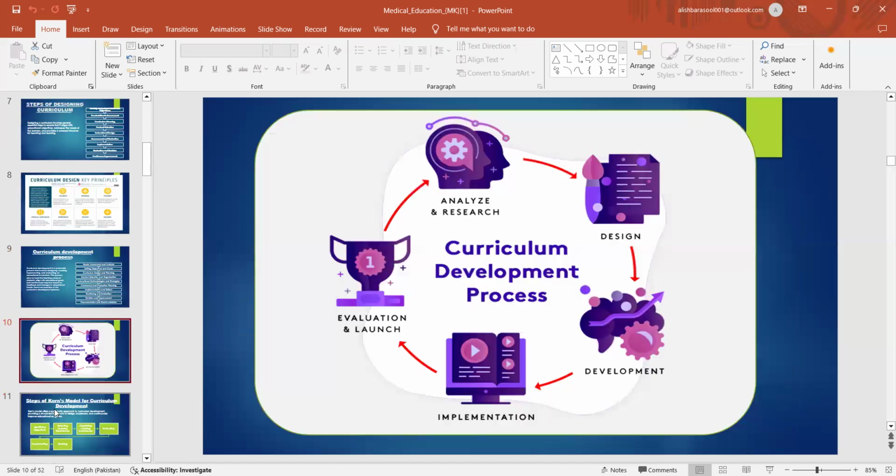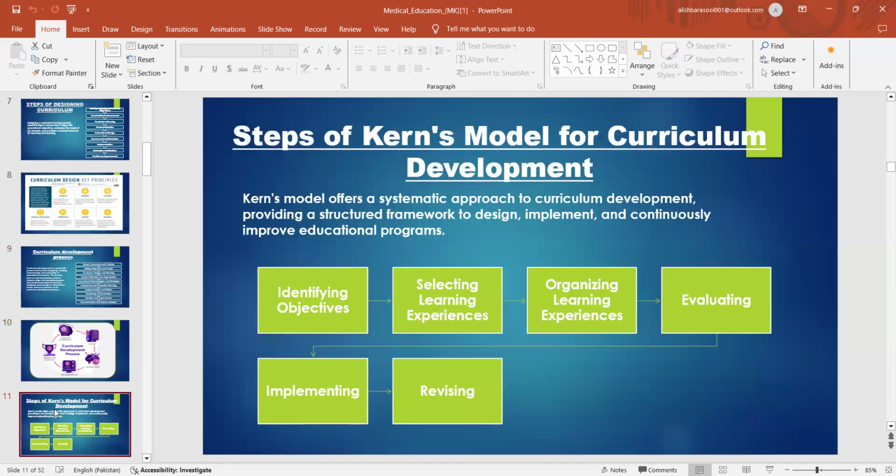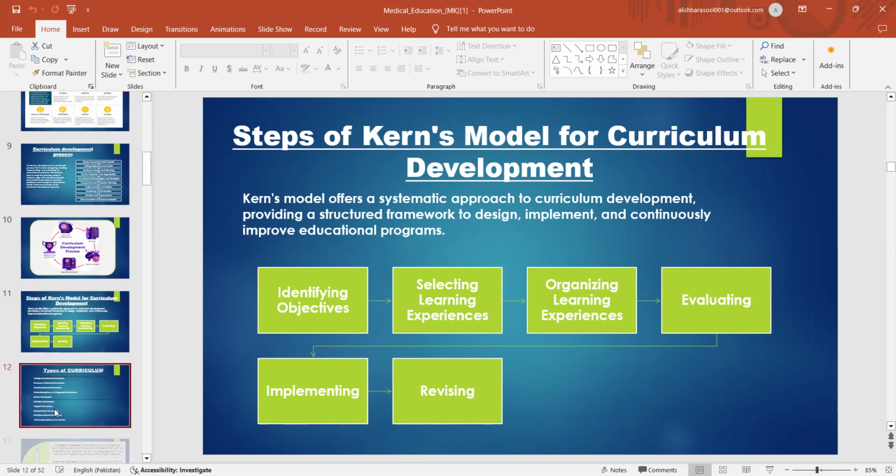Curriculum development process: development, implementation, evaluation and launch, analyze and research and design. Steps of Kern's model for curriculum development. Kern's model offers a systematic approach to curriculum development, providing a structured framework to design, implement, and continuously improve educational programs. Number one is identifying the objectives, then selecting learning experiences, organizing the learning experiences, evaluating, implementing, and revising.